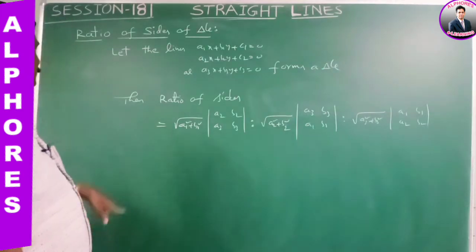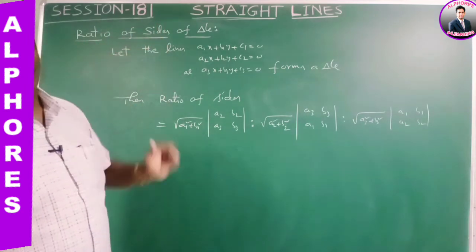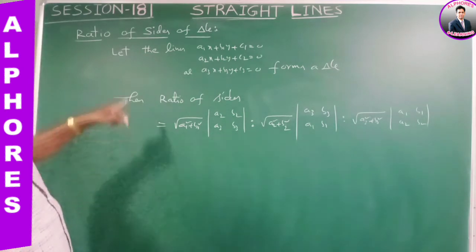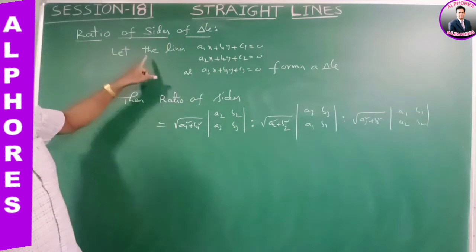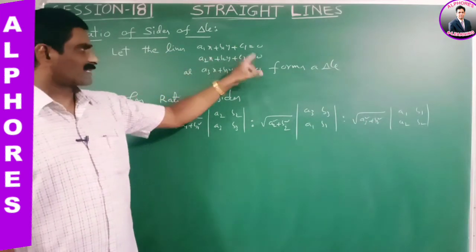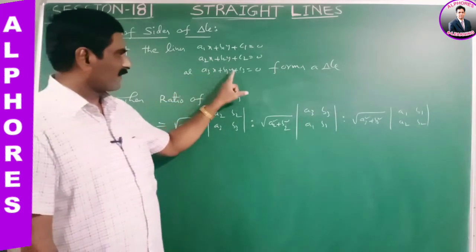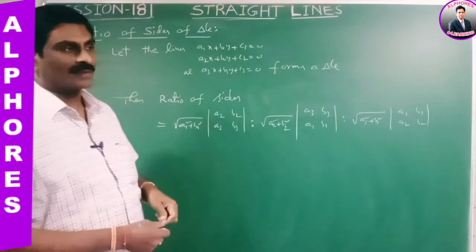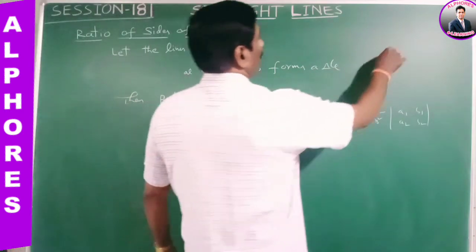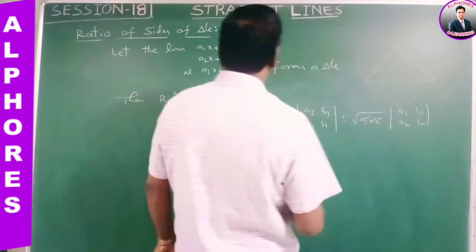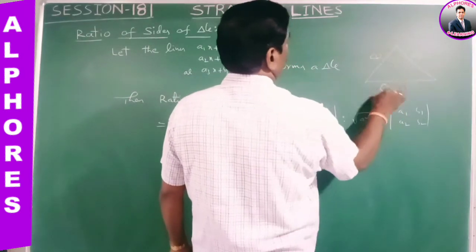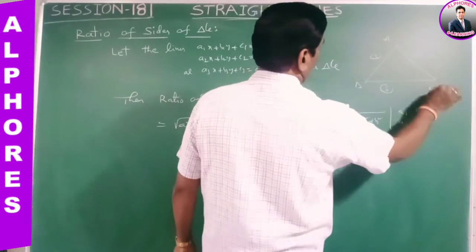Next, ratio of the sides of a triangle when the side equations are given. Please note this value. Let the lines a1x plus b1y plus c1 is equal to 0, a2x plus b2y plus c2 is equal to 0, and a3x plus b3y plus c3 is equal to 0 form a triangle. Then the ratio of the sides. In this case, to find the ratio of the sides, first we find the vertices of the triangle. By solving 1 and 2, we get A. By solving 2 and 3, we get B. By solving 1 and 3, we get C.